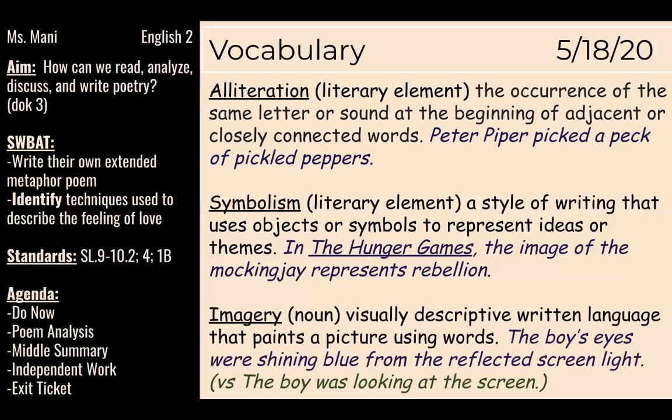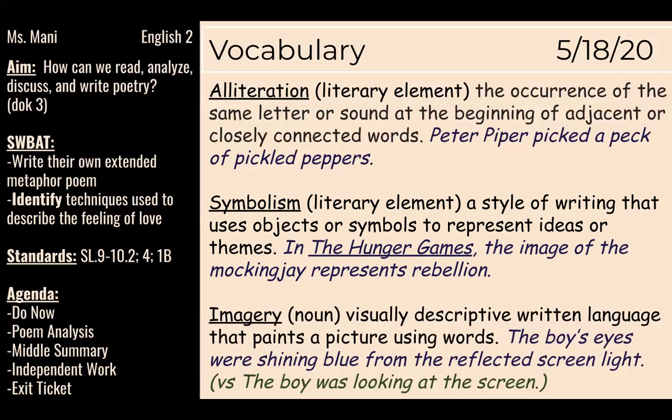And then lastly, we have imagery. So imagery is visually descriptive written language that paints a picture using words. So when you're describing your do now, right, it should fall under imagery, because when you close your eyes, you should be able to picture whatever it is that you're describing. So our example here is the boy's eyes were shining blue from the reflected screen light, versus the boy was looking at the screen, right? So from there, we can see what the boy was looking at, the TV.